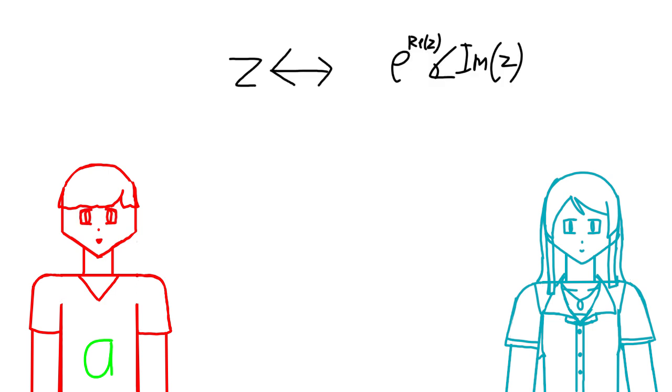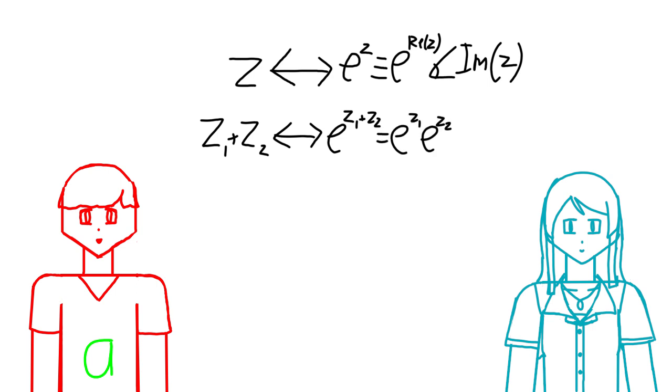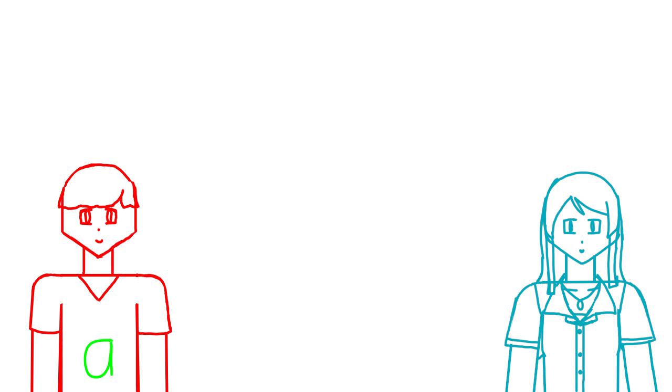Basically, the function from C to the Riemann surface, e to the z, is bijective, meaning it has a one-to-one correspondence, and you can turn any complex number into a corresponding Riemann surface point by exponentiating it. And since the exponential of a sum is the product of their exponentials, addition in C maps to multiplication in the surface. Wow, we did a lot today.